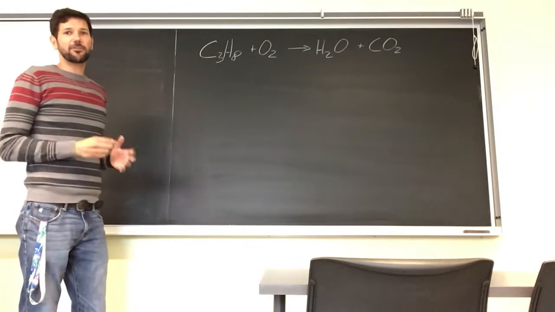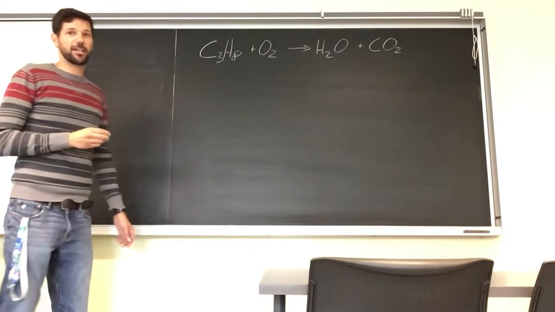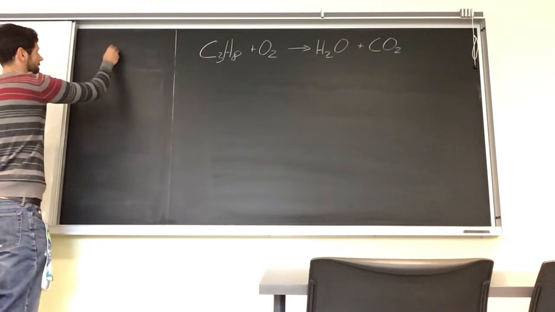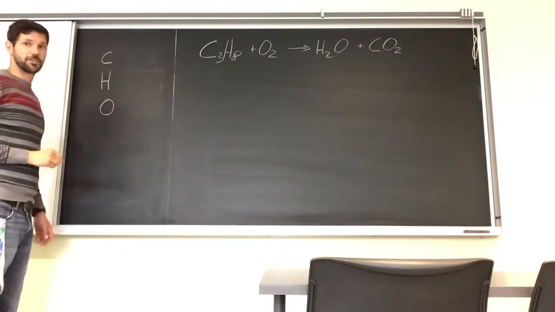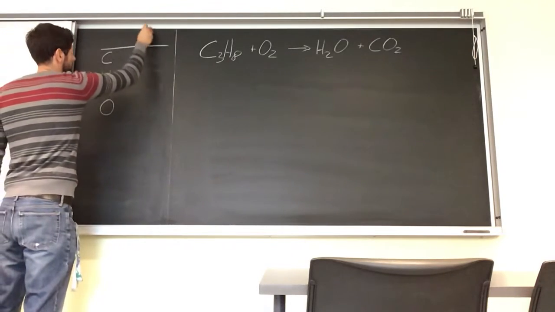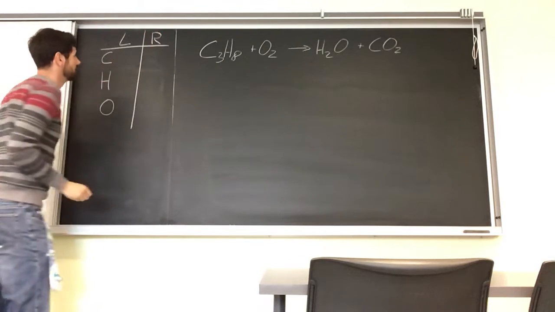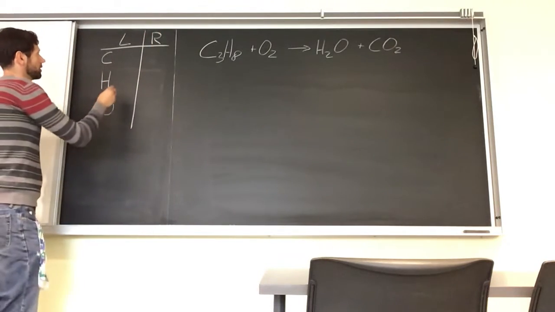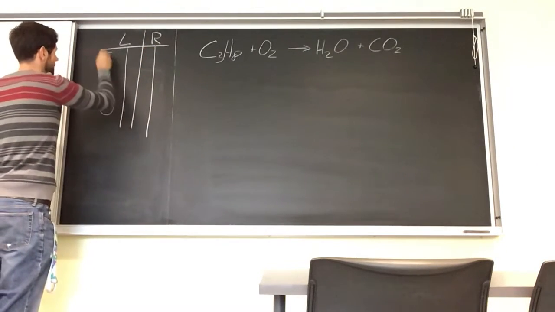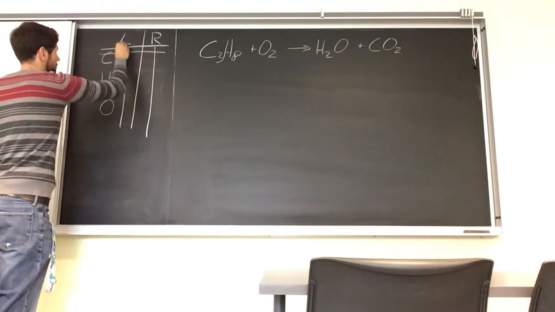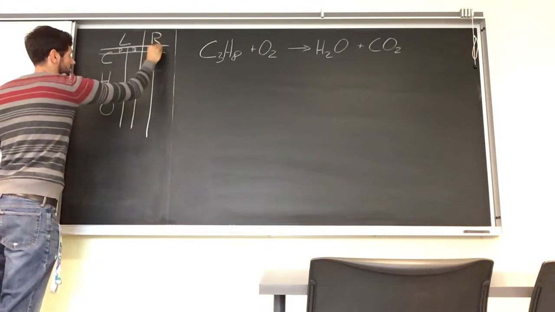So again, the first thing that I'm going to do is see how many of each type of atom is on each side of the equation. Maybe I'll make a tally right here: carbon, hydrogen, oxygen, and let's look at left side, right side. So maybe I'll further divide this tally into pre-balanced and balanced for both the left and right side.